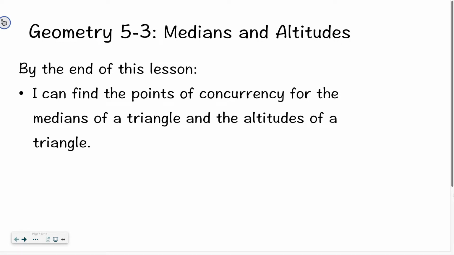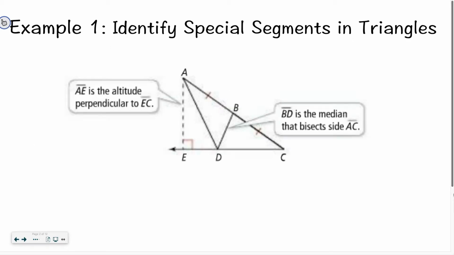Hello class, welcome to Geometry Lesson 5.3, which is all about medians and altitudes. By the end of this lesson, you should be able to find points of concurrency for the medians of a triangle and the altitudes of a triangle. So let's jump right in with example 1 and identify special segments in triangles.